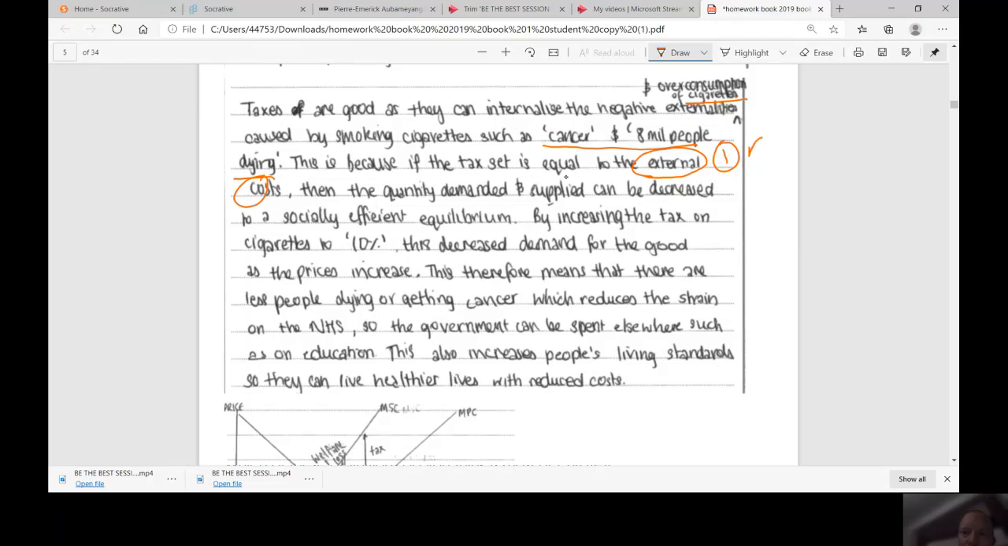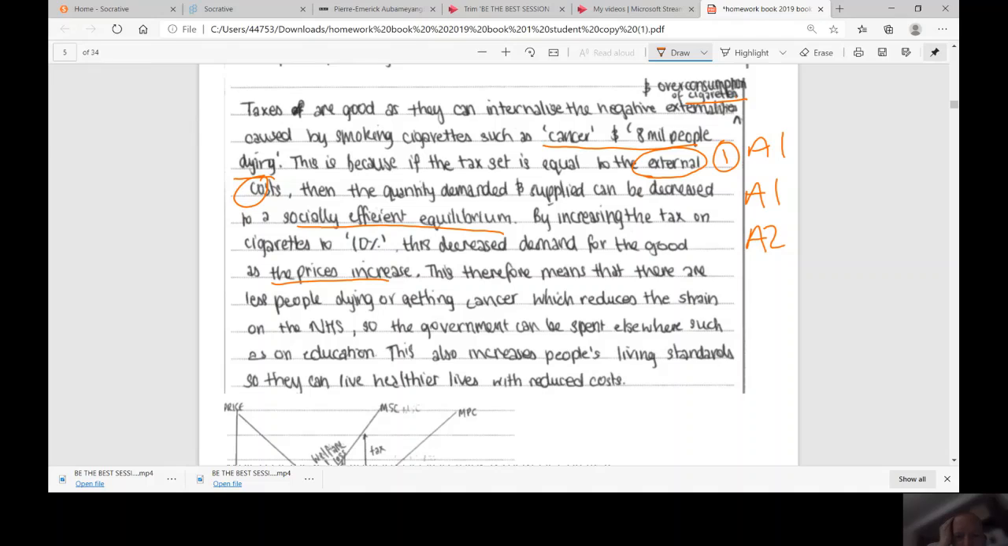So I'm going to put 1 next to that. Analysis level 1. Then the quantity demanded and supplied can be decreased to the socially efficient equilibrium. Still A1. We haven't said how that's being done. Increasing the tax decreases the demand for the good as the price increases. Yes, the price increases, but there's some key things missing from that.